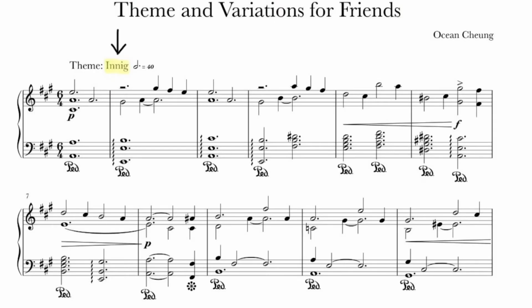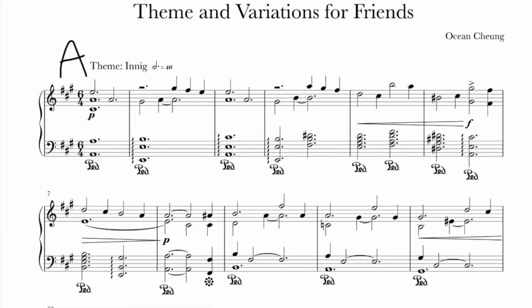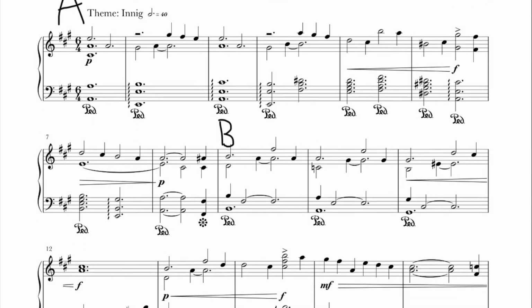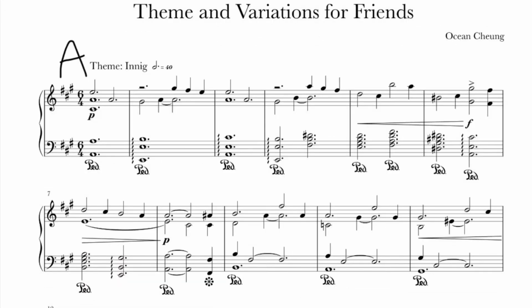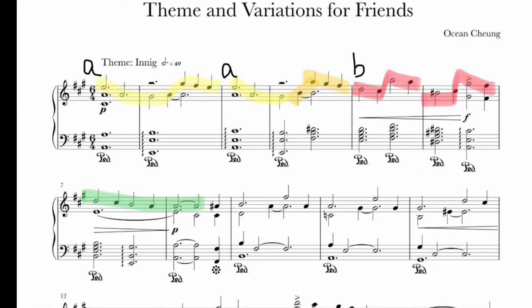First of all, the performance direction of the theme, innig, is a German word which means sincerely. The theme is divided into three sections, A, B, A, as are almost all the other variations, since they are all based on the theme. A itself is divided into a phrase structure of A, A, B, C.